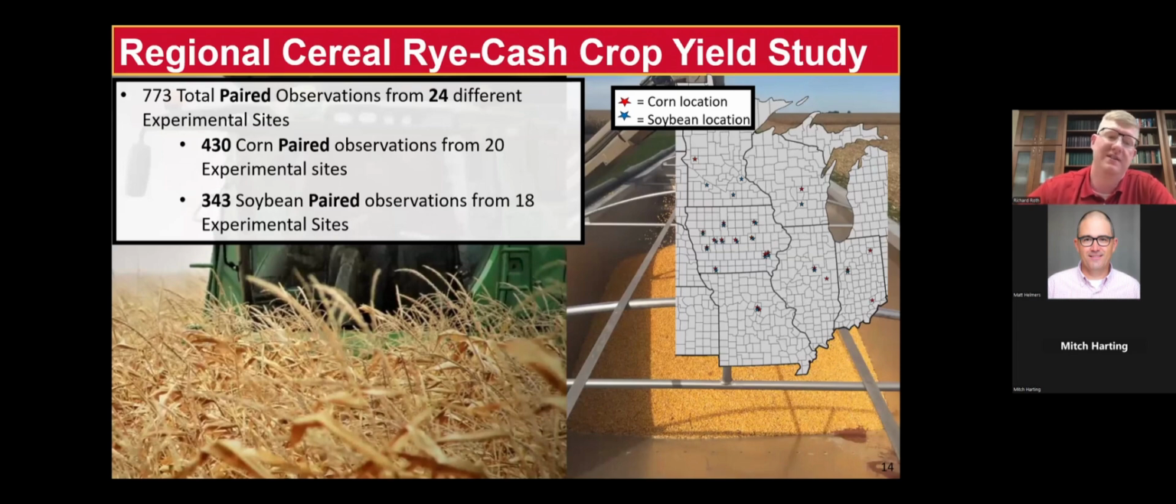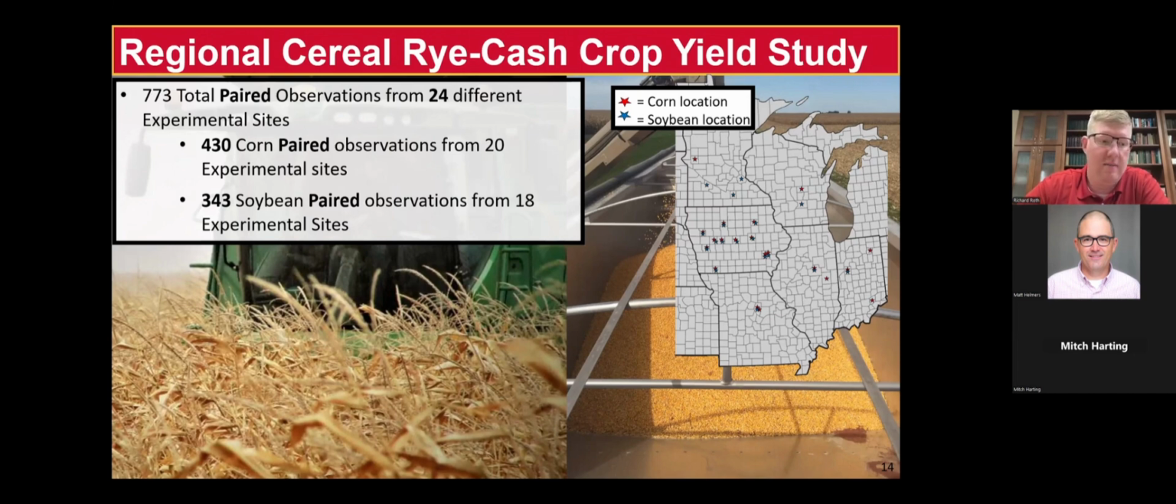Okay, so the question is, were we just seeing that at a relatively small scale, only an acre and a half, at one location? Or are other people seeing this? And so during my PhD, I went out and I found data from all across the Midwest, and I ended up with 430 paired observations for corn. By paired observation, I mean at that location there was one cereal rye plot for every plot that was not cereal rye. And then I had 343 for soybeans.